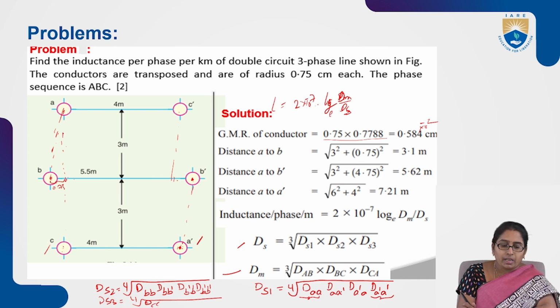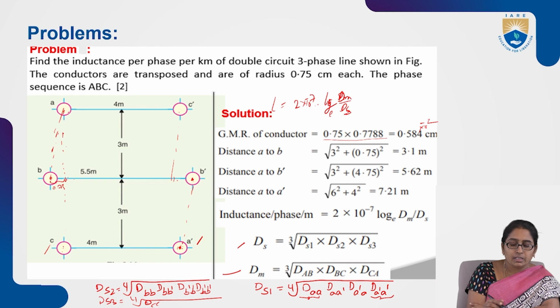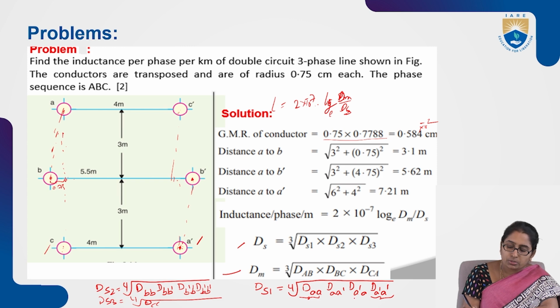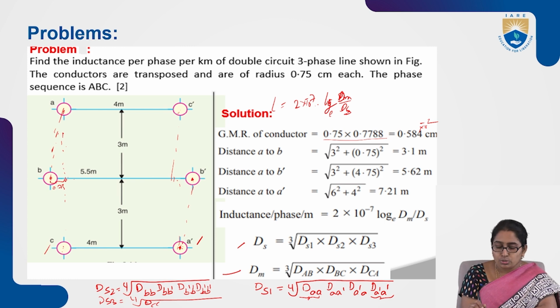Next, what is DAA dash? How do we know the distance DAA dash? Again from the diagram, A is here, A dash is here, that is given by square root of 4 square plus, what is this distance, 3 plus 3, 6 square. So the square root of those two gives AA dash. A dash A is also the same, right? A dash A is the same as AA dash. Next, similarly, then substitute here. Finally, we get DS1.